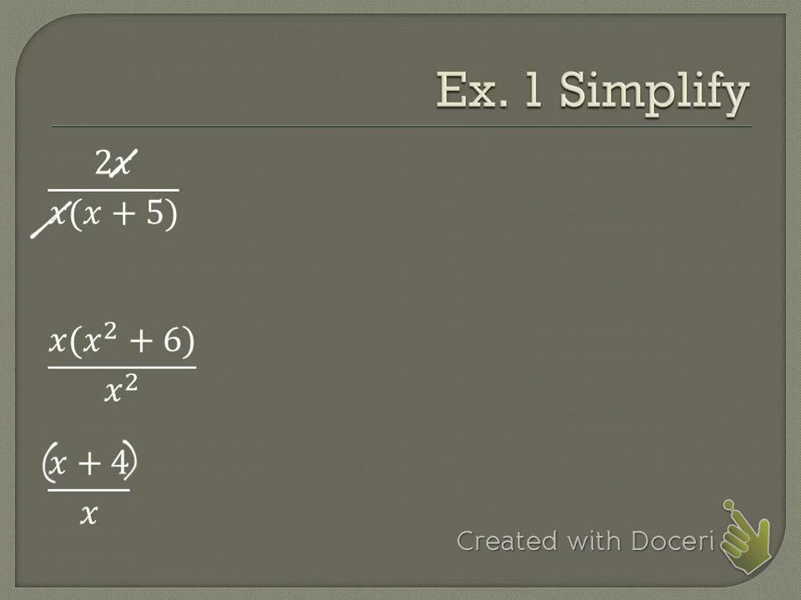This has an x and this has an x. Now, is there anything I can cancel the 2 out with? No, there's no other numbers left. So I'm left with 2 over x plus 5. And again, make sure that's in parentheses so you know it's a unit. Okay, it is a pair. Is there anything left for me to simplify in this problem? Nope. This is my final answer.